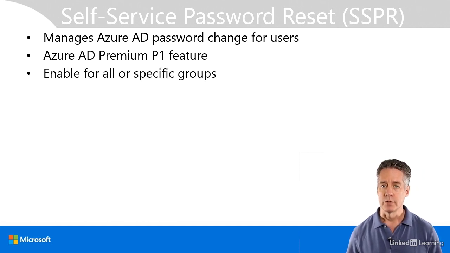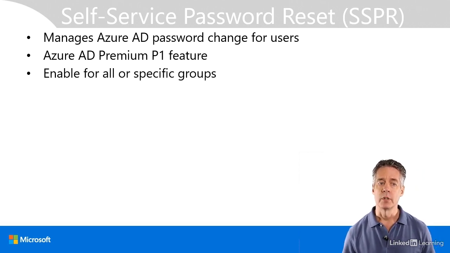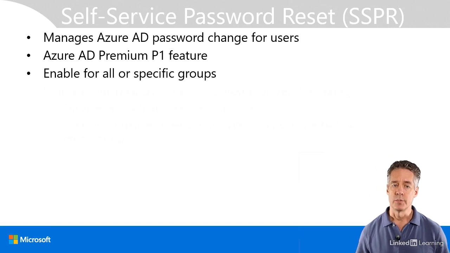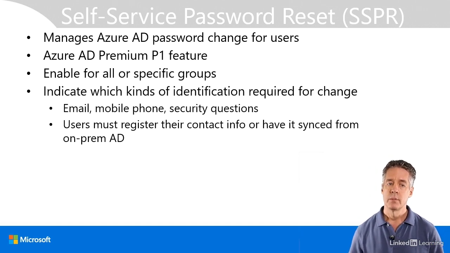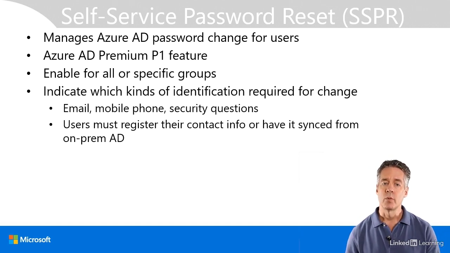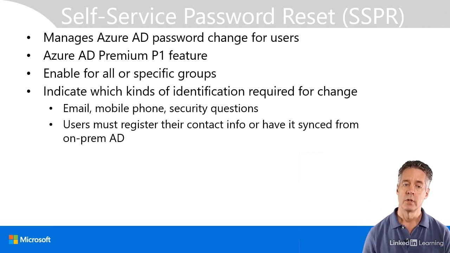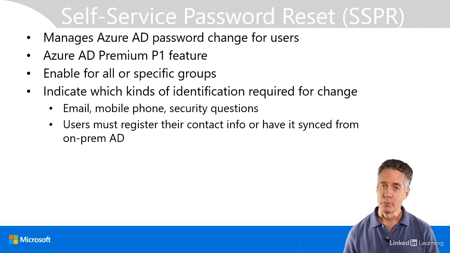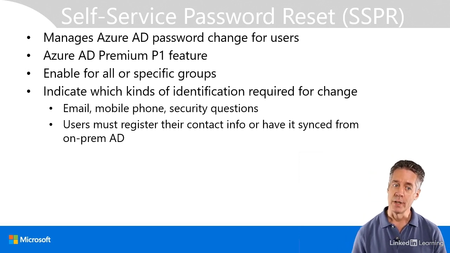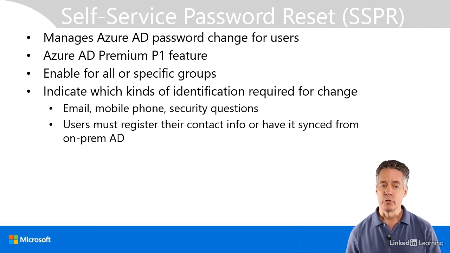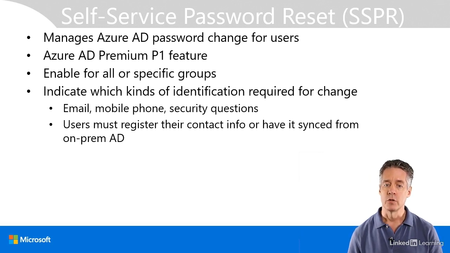When you enable it, which I'll show you how to do in the portal in just a moment, you can enable it for all or specific groups of people. You can indicate which kinds of identification are required in order to change the password. You don't want anybody to be able to change the password from a web page unless they can prove their identity through an email or a mobile phone, like a text message, or through a set of security questions.